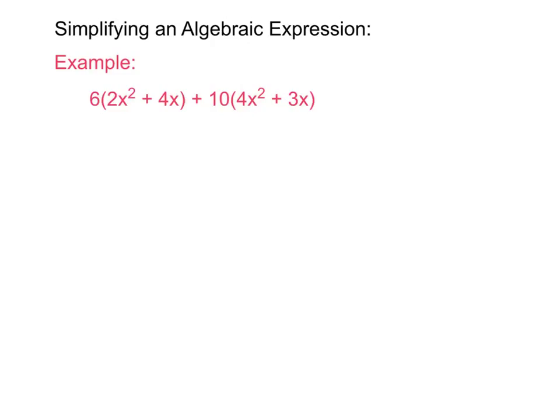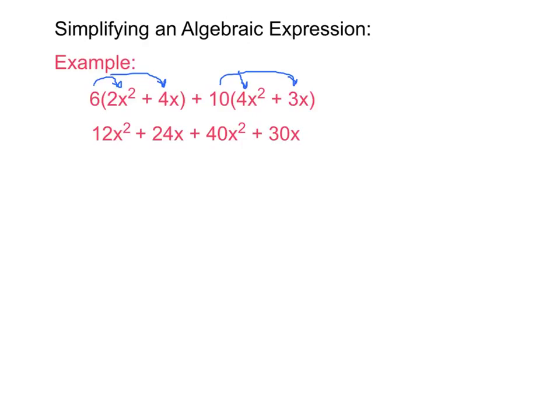So what do I mean by distribute? Basically, I'm going to take the 6 and I'm going to multiply it by the 2, and also take the 6 and multiply it by the 4. And I'm going to take the 10 and multiply it by the 4, and also multiply it by the 3. And this gives me 12x squared plus 24x plus 40x squared plus 30x.